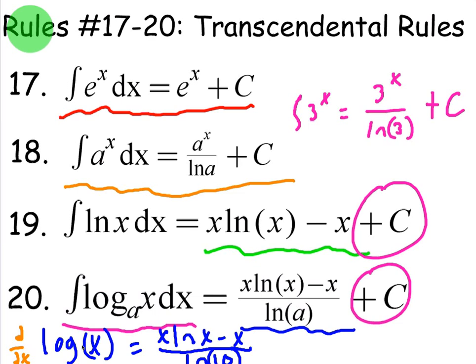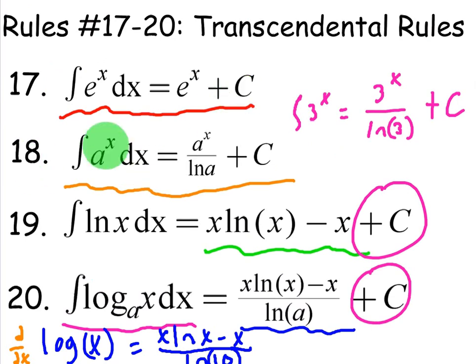Next, we're going to be taking a look at antiderivatives of transcendental functions, which includes both exponential and logarithmic. For our first example, we're going to do exponential. Rule number 17 in our series of antiderivative rules is very easy. We know the derivative of e to the x is just e to the x, so it makes sense that the antiderivative of e to the x would also be e to the x. Don't forget the plus c.